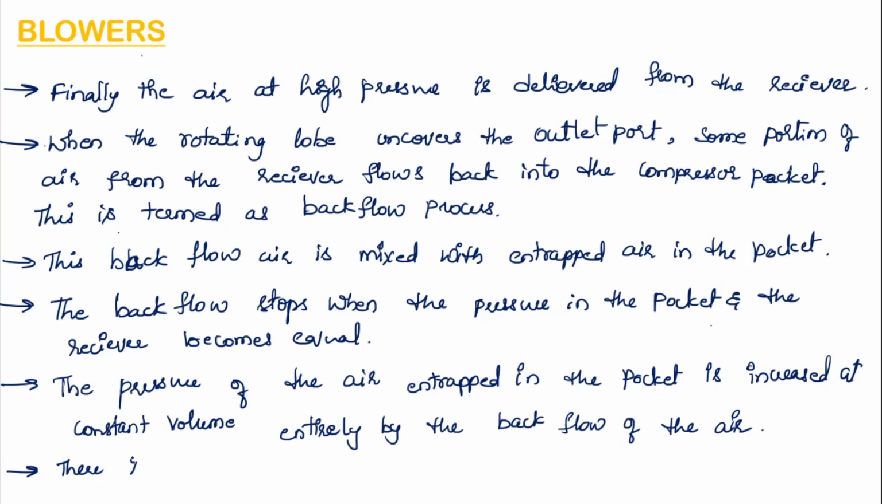So there is clearance between casing and lobe to prevent wear. But this clearance will cause leakage. This leakage will affect the efficiency of the compressor with increase in the pressure ratio.